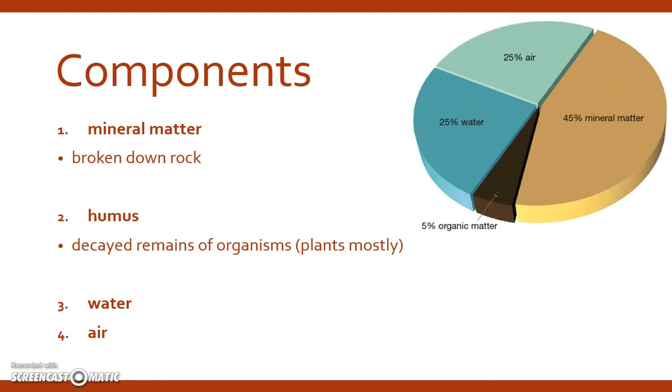So looking at the chart, you can see it's 45% mineral matter, about 25 and 25 for water and air, and then only 5% of that organic matter. So really not a lot of the organic matter or humus goes into soil.